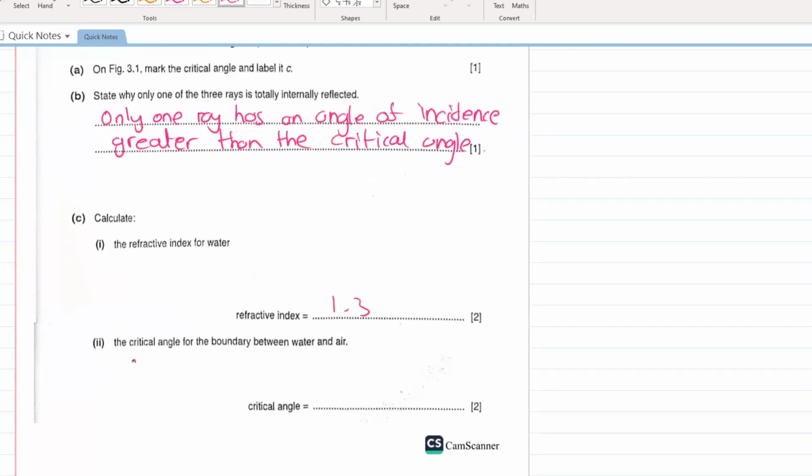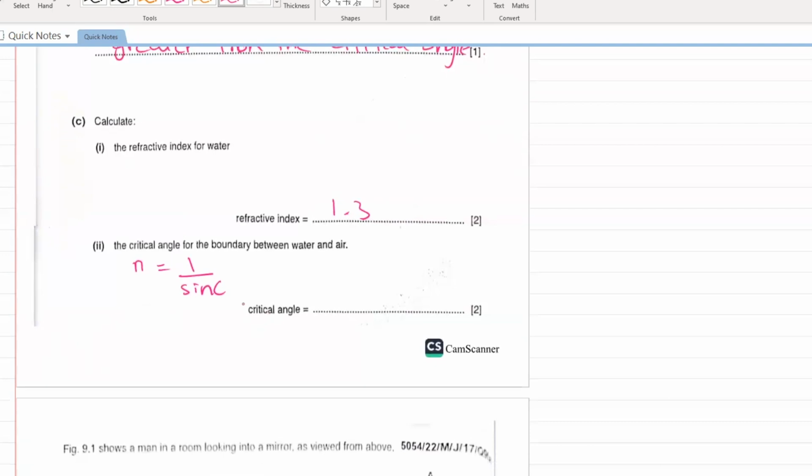Very easy. Critical angle is what? n is equal to 1 over sine C. You have your n. What will you do? 1 divided by 1.3, take a sine inverse of this, you will get your critical angle. This gives your critical angle of 49 degrees.